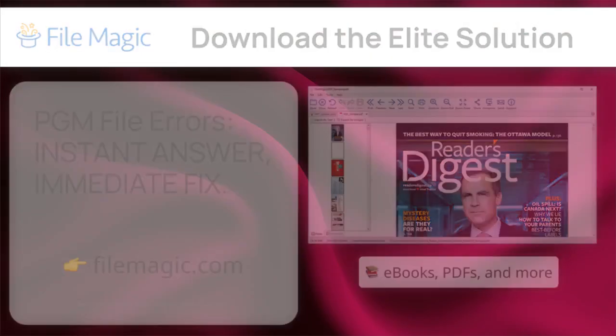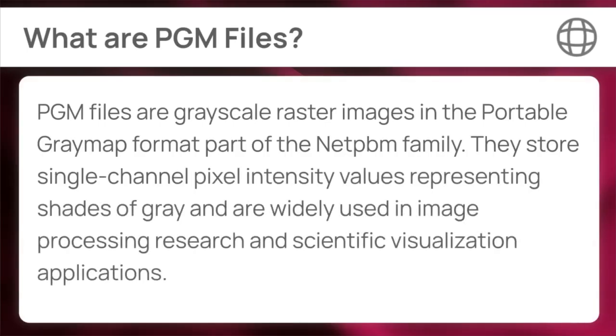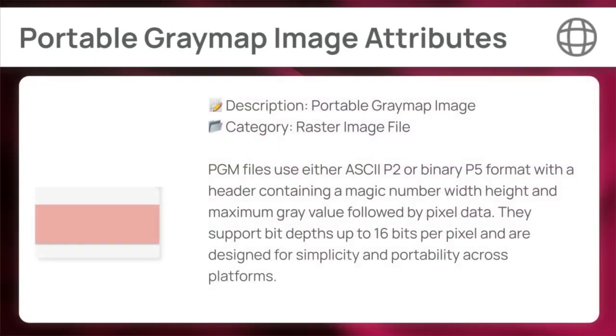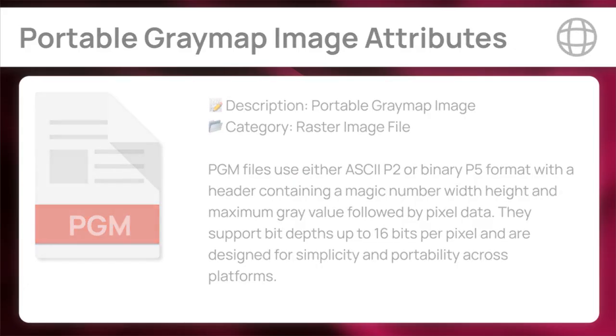PGM files are grayscale raster images in the Portable Graymap format, part of the Netpbm family. They store single-channel pixel intensity values representing shades of gray, and are widely used in image processing research and scientific visualization applications. PGM files use either ASCII P2 or binary P5 format, with a header containing a magic number, width, height, and maximum gray value, followed by pixel data. They support bit depths up to 16 bits per pixel and are designed for simplicity and portability across platforms.